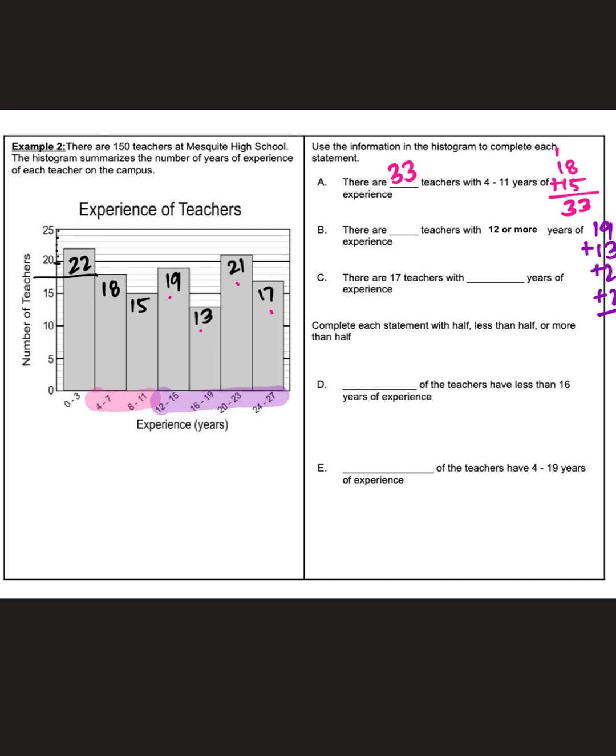Now, to make sure that you're following along, I want you to go ahead and figure that out, and then we're going to walk around and check. So go ahead and find your answer right here. We're going to check for that.